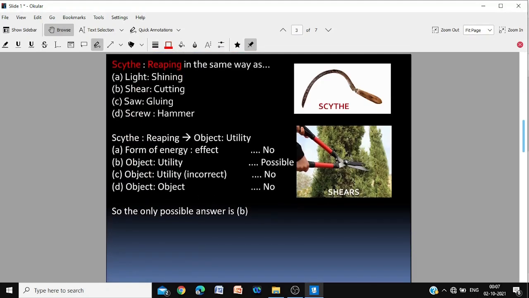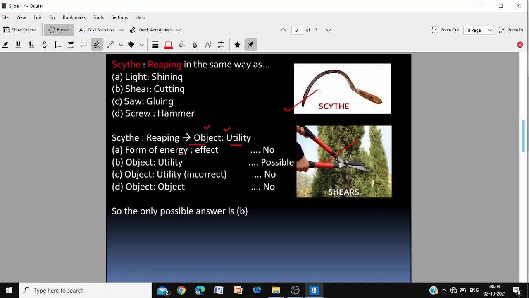Sickle is to reaping in the same way as. Now, in case you don't know what it is, you can see the image. This is used by farmers for harvesting or cutting the crops. And the next picture is shears, which is also used for cutting or pruning the garden. So, what we have is the first is an object, an instrument, and the second is a utility. It is used for which purpose? What is the use of the instrument? First is the object and second is a utility.